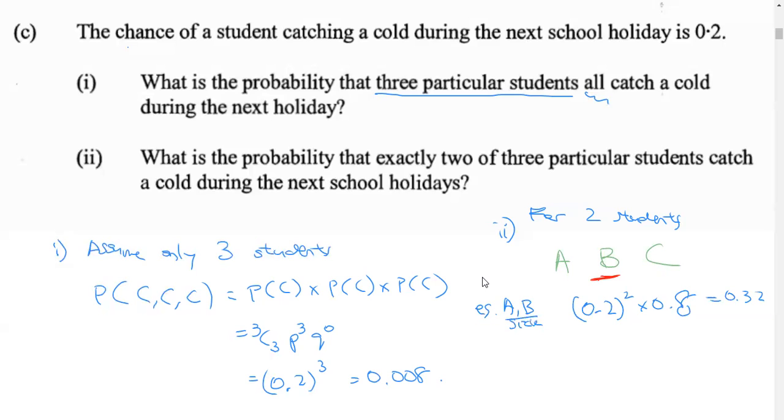So what you actually want to do is multiply it by the number of possibilities, which is 3 of them. And so if you multiply this by 3, that would be 0.096, I should say. That should have a 0 in front.